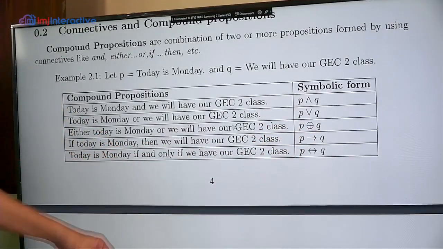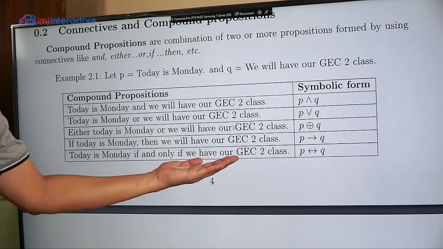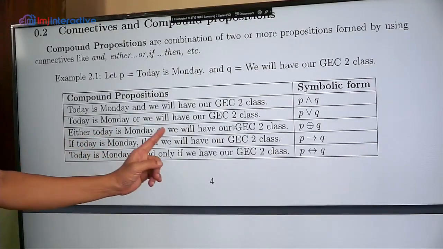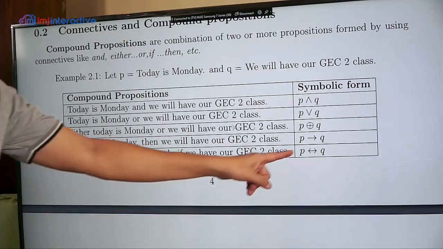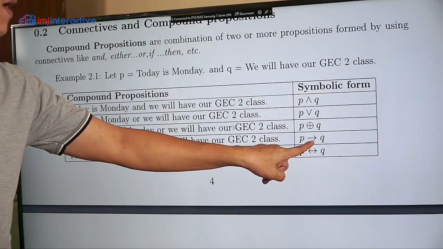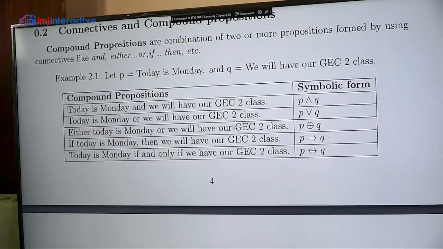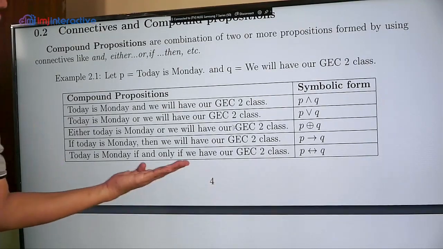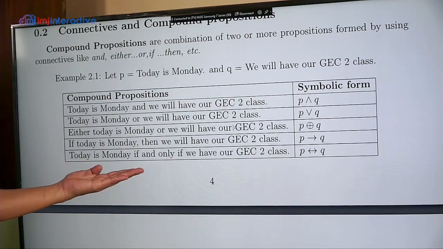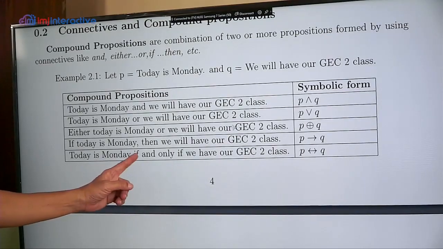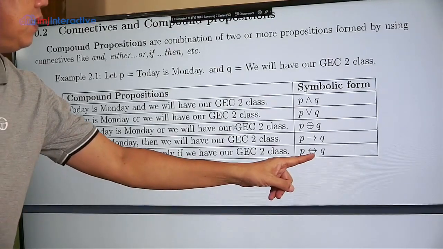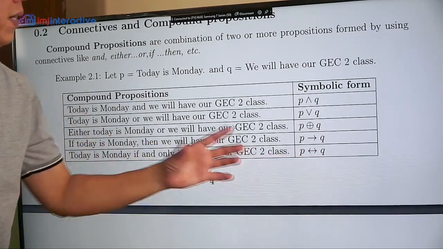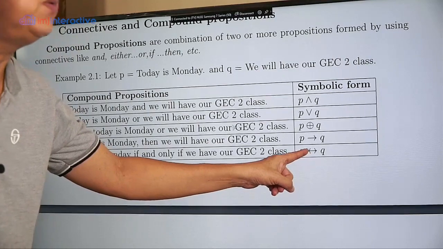Next, if today is Monday, then we will have our GE2 class. This is an example of an implication. If and then. So if you have an if and then, the symbol for that is this right arrow. Today is Monday if and only if we have our GE2 class. This is an example of what we call a biconditional statement. If and only if. These are two implications. So it is represented by a two-headed arrow.